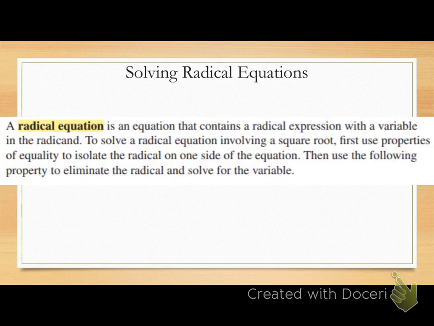So the first step is to get the square root completely by itself, where nothing's being added to it, subtracted from it, multiplied by it, or divided by it. So we want the radical by itself on one side of the equation. Then we're going to use the following property on the next slide to eliminate the radical and solve for the variable. Can I move on to the next slide to see the next property?